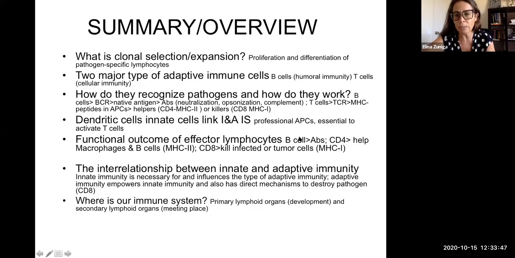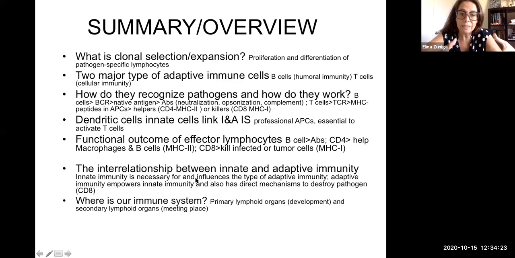We already said that B cells will provide antibodies that neutralize, opsonize, or fix complement. For T cells, the CD4 T cells will help other cells, like macrophages or B cells, that present their specific antigens via MHC class 2 peptide. And CD8 T cells will act on infected cells or tumor cells that present their specific peptide antigens in the context of MHC class 1.